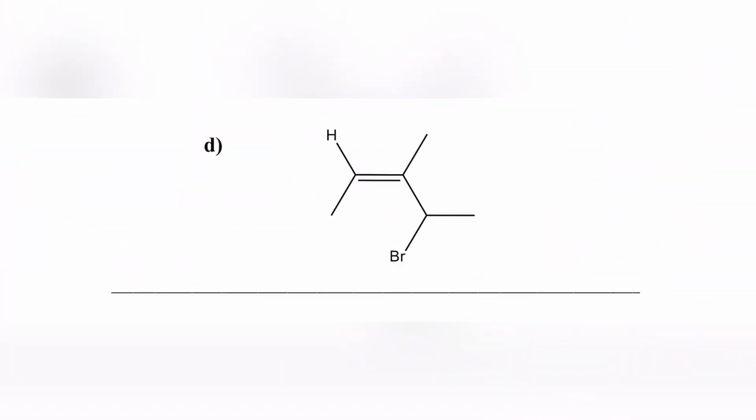Next, we have structure D. Here you have the longest carbon chain should be prioritized for alkene, where you have double bond here. So this double bond, I'm going to pick the longest carbon chain. I'm going to start from here and then go down here and here.